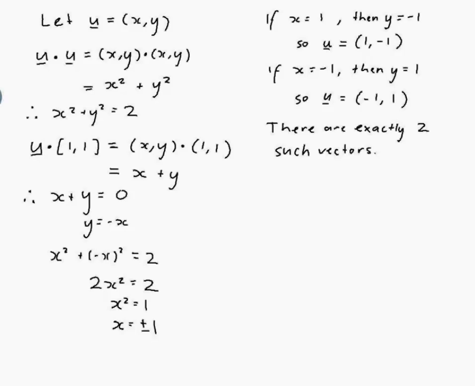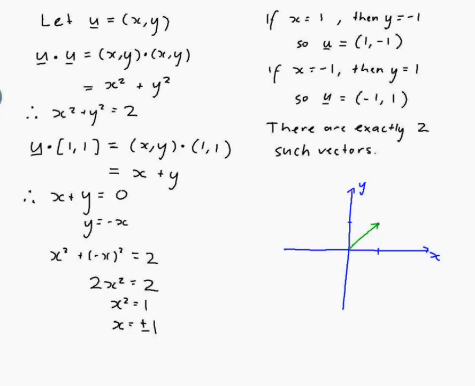But as I said just before, maybe I should draw a picture of it to see why there are exactly 2, just to convince myself that my answer is right. So here's my y-axis, and here's my x-axis. Now I've got the vector (1, 1), and that's the point (1, 1) there. So the vector (1, 1) is here.